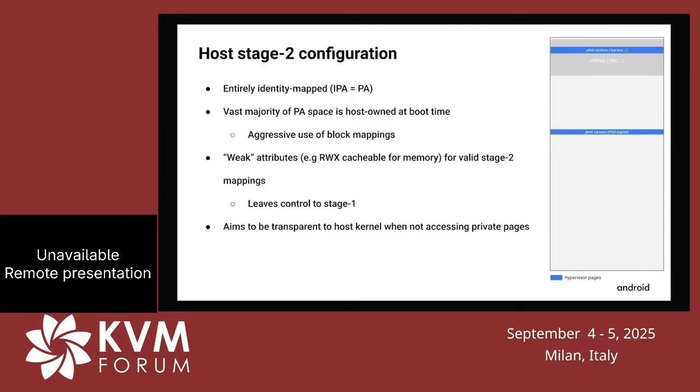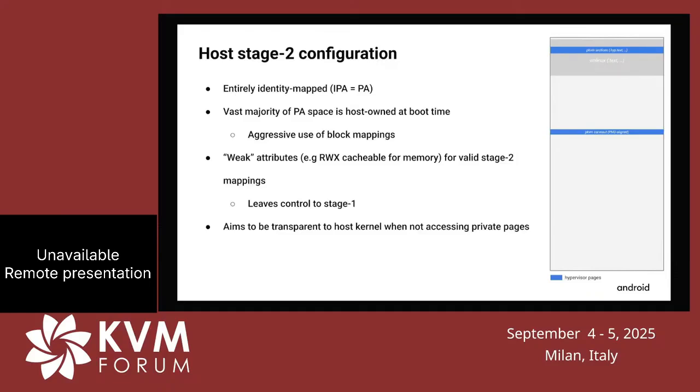Because since the entire memory is ID mapped into the host, and the hypervisor is located in memory somewhere, we have to protect it from host accesses directly. Since we have very, very large portions of contiguous memory that we map into the host stage-2 page table, that allows us to basically use very aggressively bulk mappings.